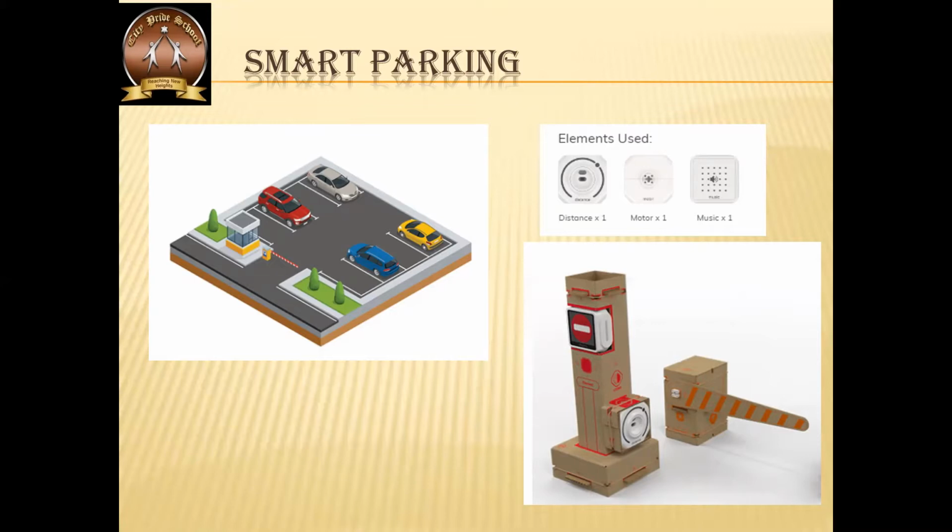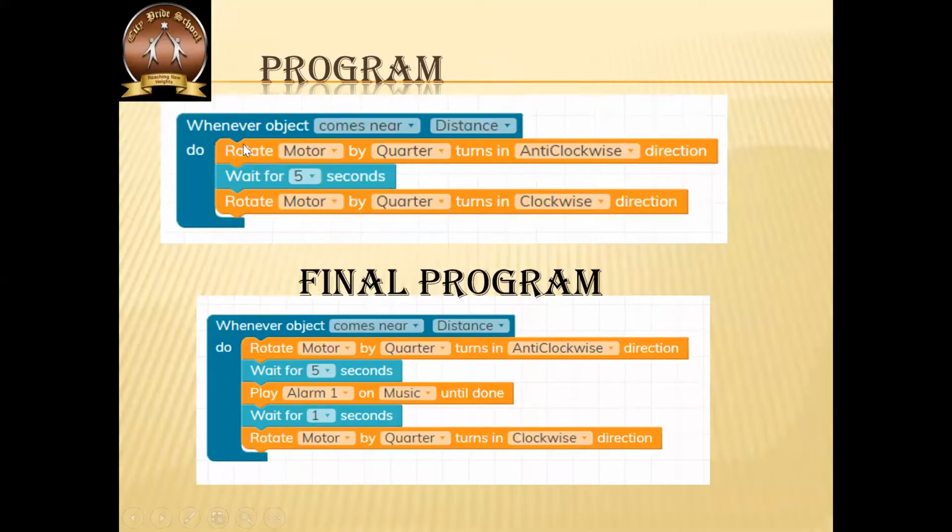So we are going to use three elements today: the distance element, the motor, and the music element. The distance element is going to sense the presence of the car. The motor is used to control the movement of the barrier. And the music element is going to produce the siren to make the driver conscious to move the car fast. Fine, so let us go to the programming part.